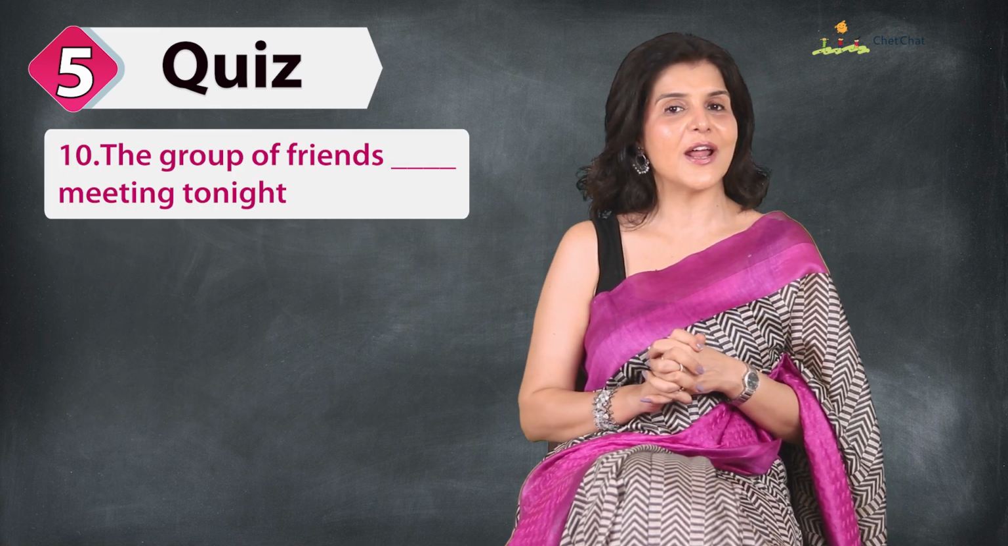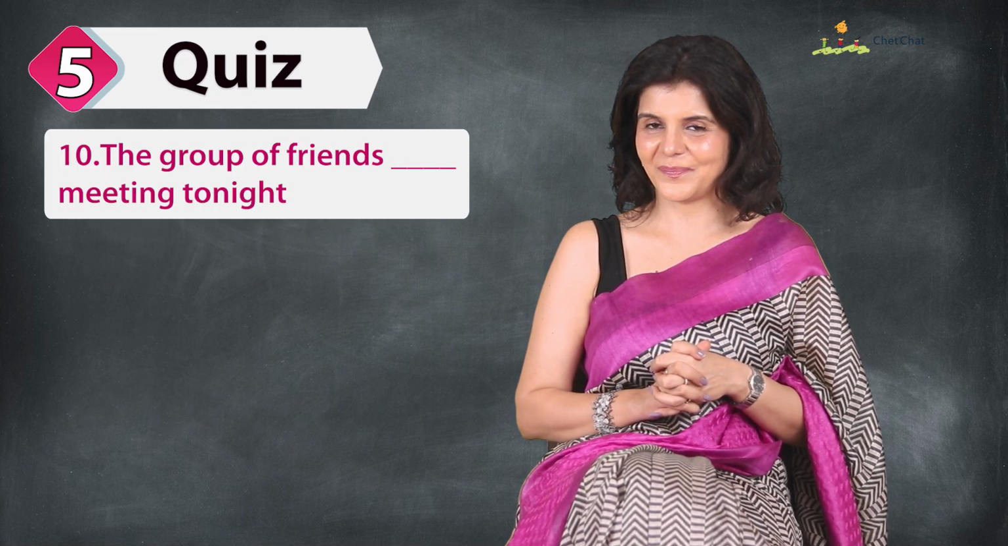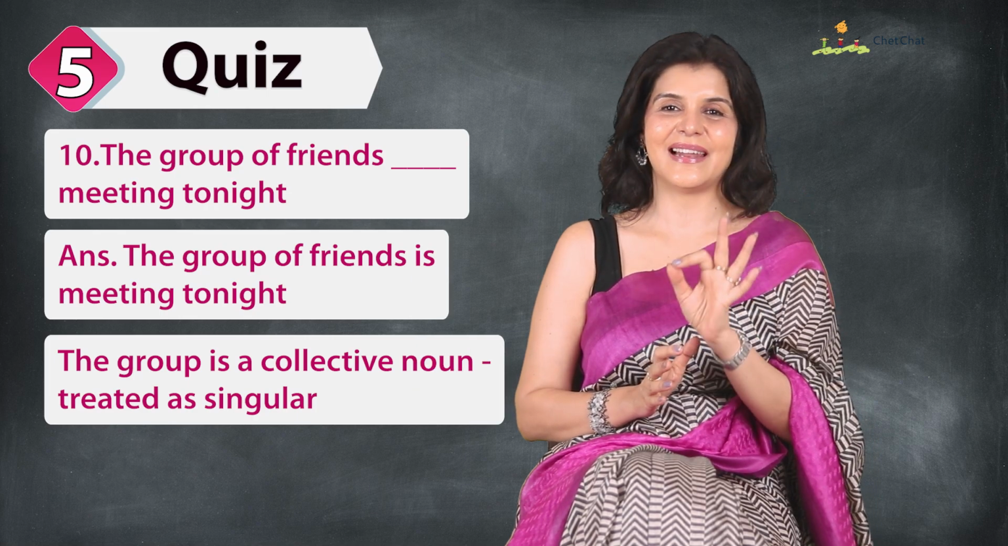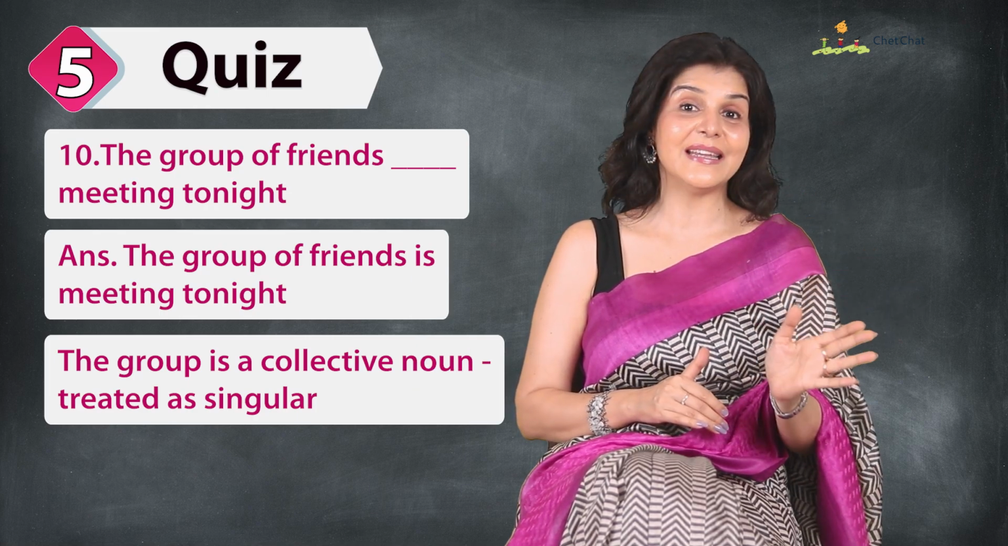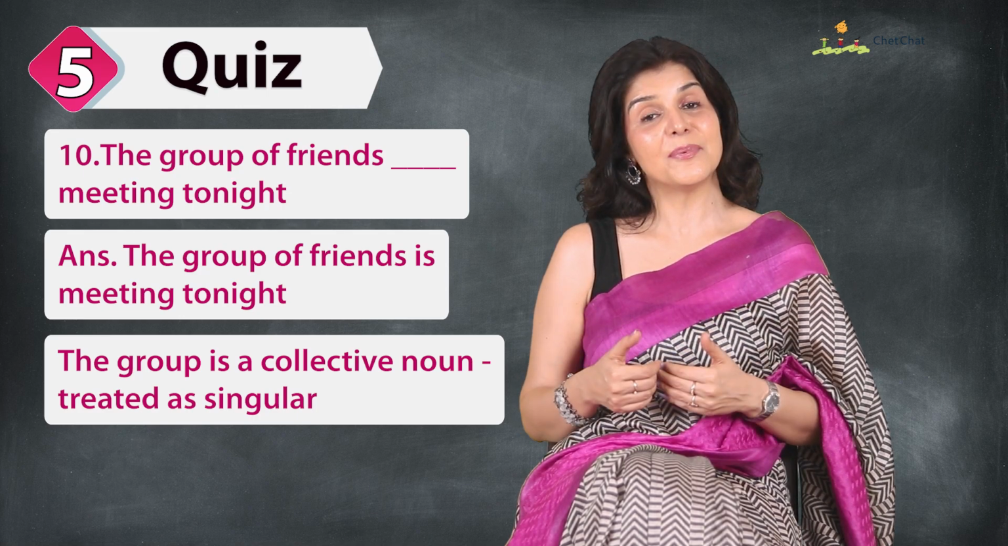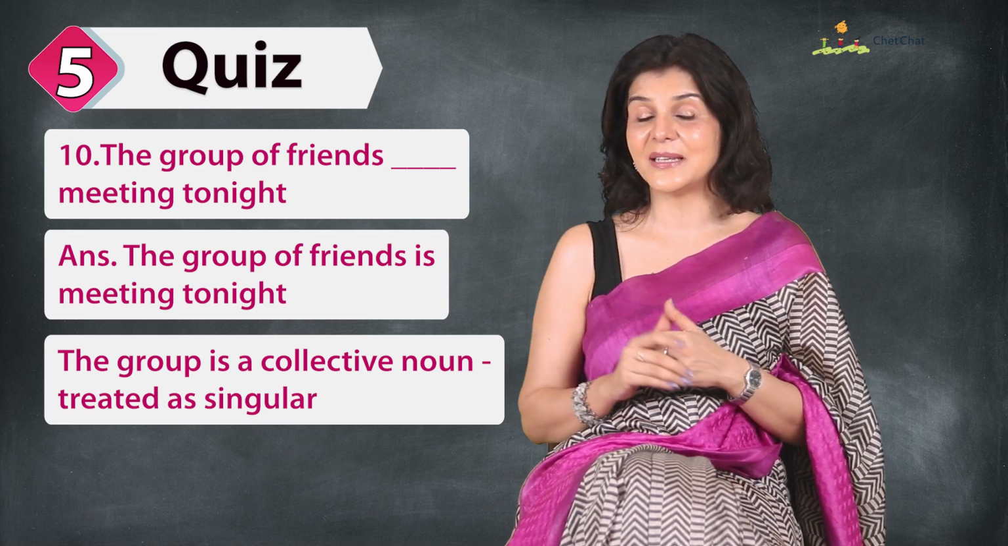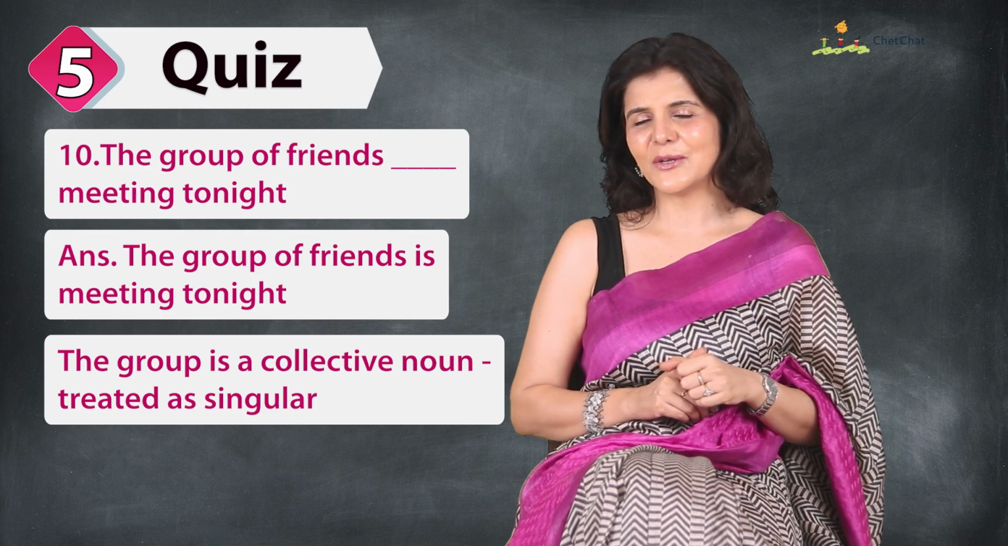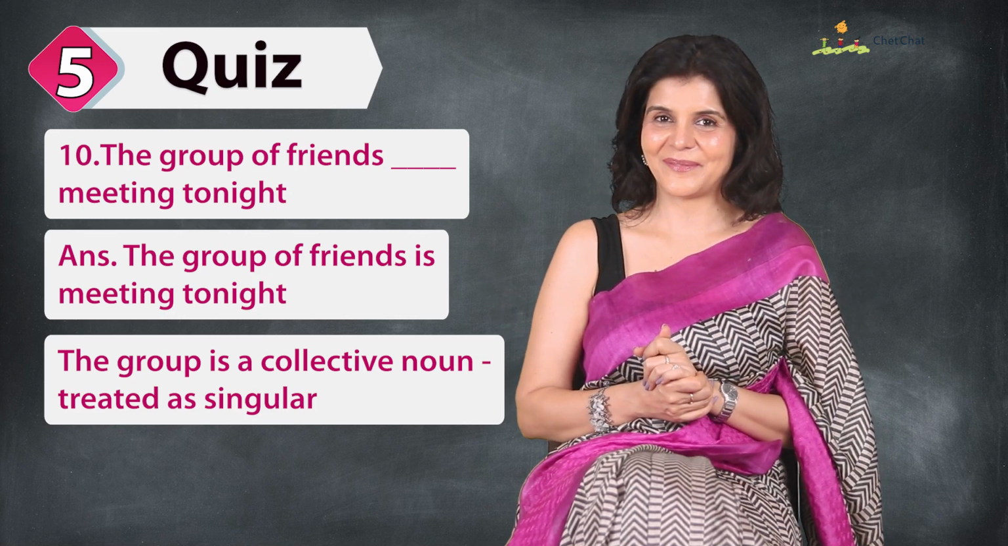The group of friends meeting tonight. Now the group is a collective noun and it can be used with either is or are. Am is incorrect. I prefer to say the group of friends is meeting tonight, but maybe you want to say are, both are correct. So tell me what you scored on the test, and that's the end of this comprehensive class on is, am and are.